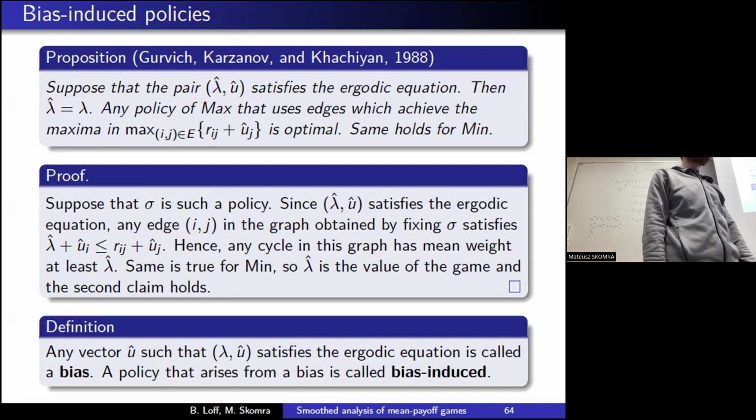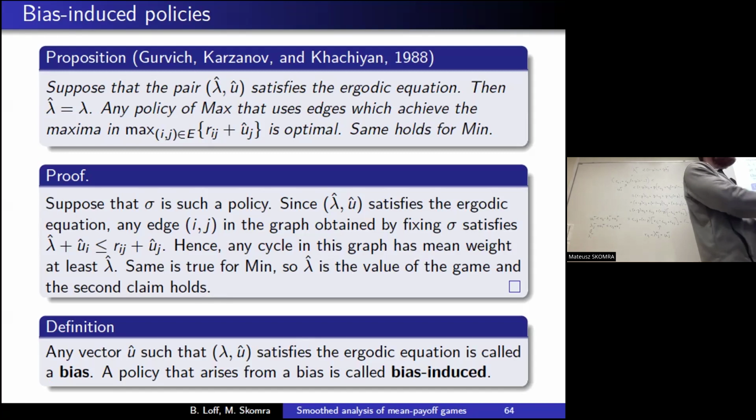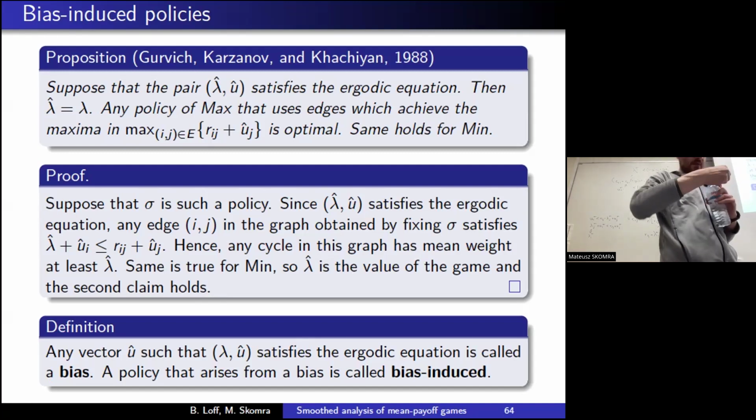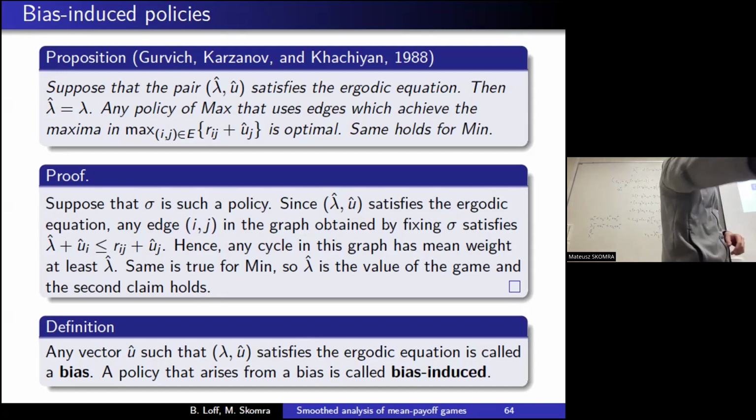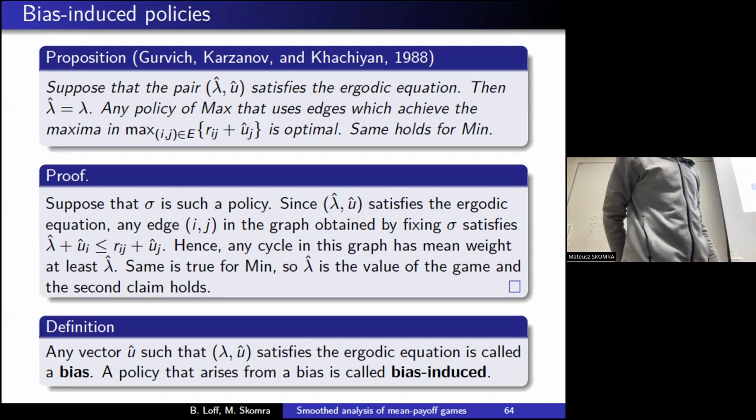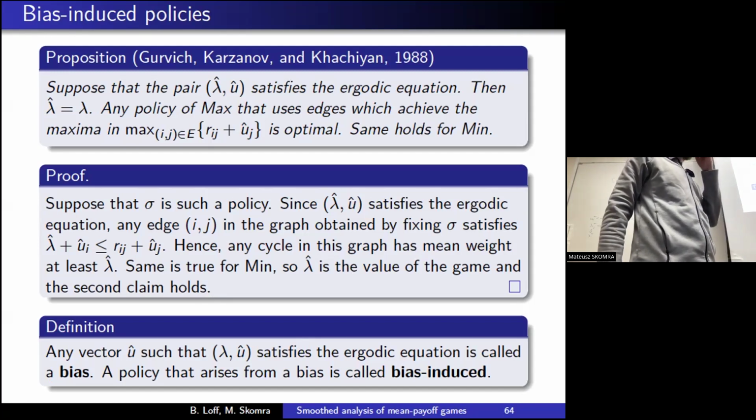I mean, you leave R_ij on one side, and you have lambda plus u_i minus u_j on the other. Right? And now, what's the mean weight of a cycle? It's just the sum of all these R_ij's. But on the left, the sum telescopes. So also you use the square. And you get just the length of the cycle times gamma tilde. If you divide by the length of the cycle, that's just gamma. Exactly. So the mean weight of a cycle is at least gamma tilde.